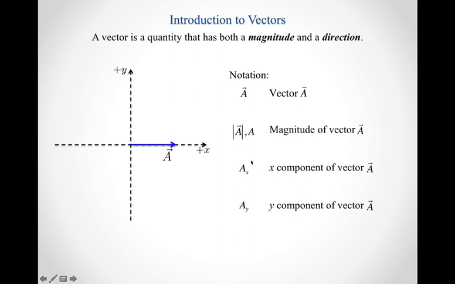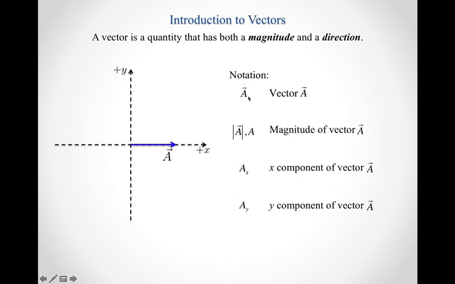What we'll also talk about are the components of a vector. So you see A with an x subscript, A with a y subscript. The x subscript says I want the x component of vector A. The y subscript says I want the y component of vector A. What is worth pointing out is that the components Ax and Ay are scalars. They're just numbers. They can be positive, they can be negative, they can be zero. It's when I put them together in a special way that I get a vector.